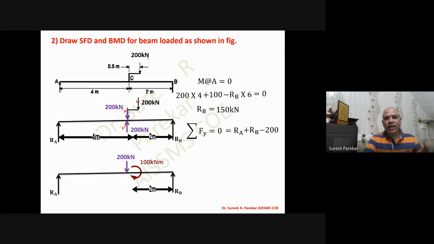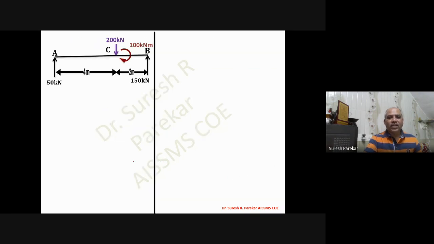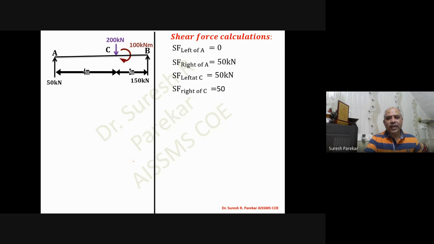Apply summation Fy equals 0: RA plus RB minus 200, and then RA we will get as 50 kilonewtons, and then we will have this FBD. Shear force: left of A 0, right of A 50 kilonewton, left of C 50, right of C 50 minus 200, that is minus 150 kilonewton, and left of B same, and right of B 0.